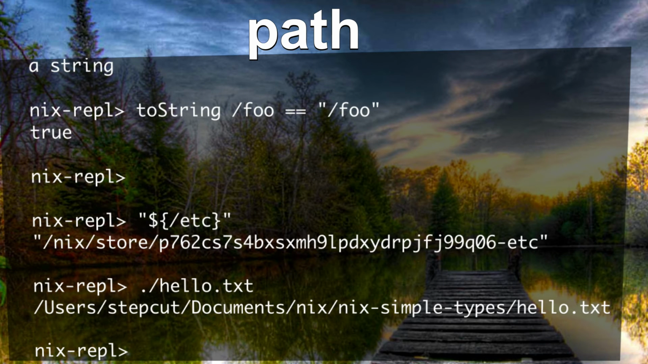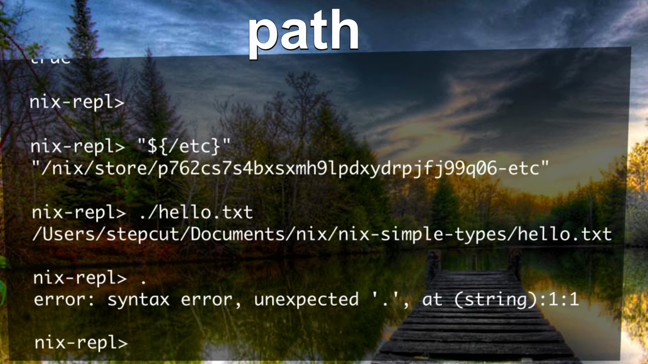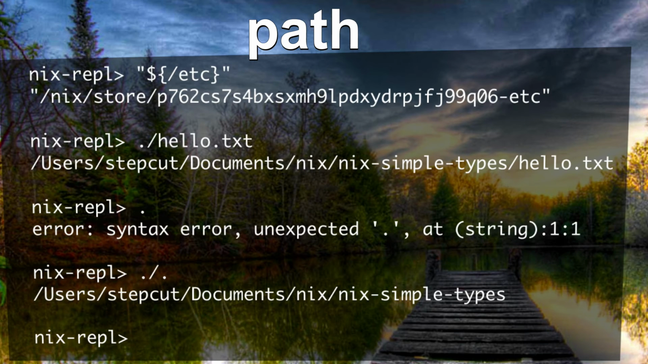Because a path must contain a slash, we cannot use dot to refer to the current directory. The common workaround is to use the more redundant form ./. instead. The redundant form ./. is not a special hack in Nix itself. The same thing also works in Bash.